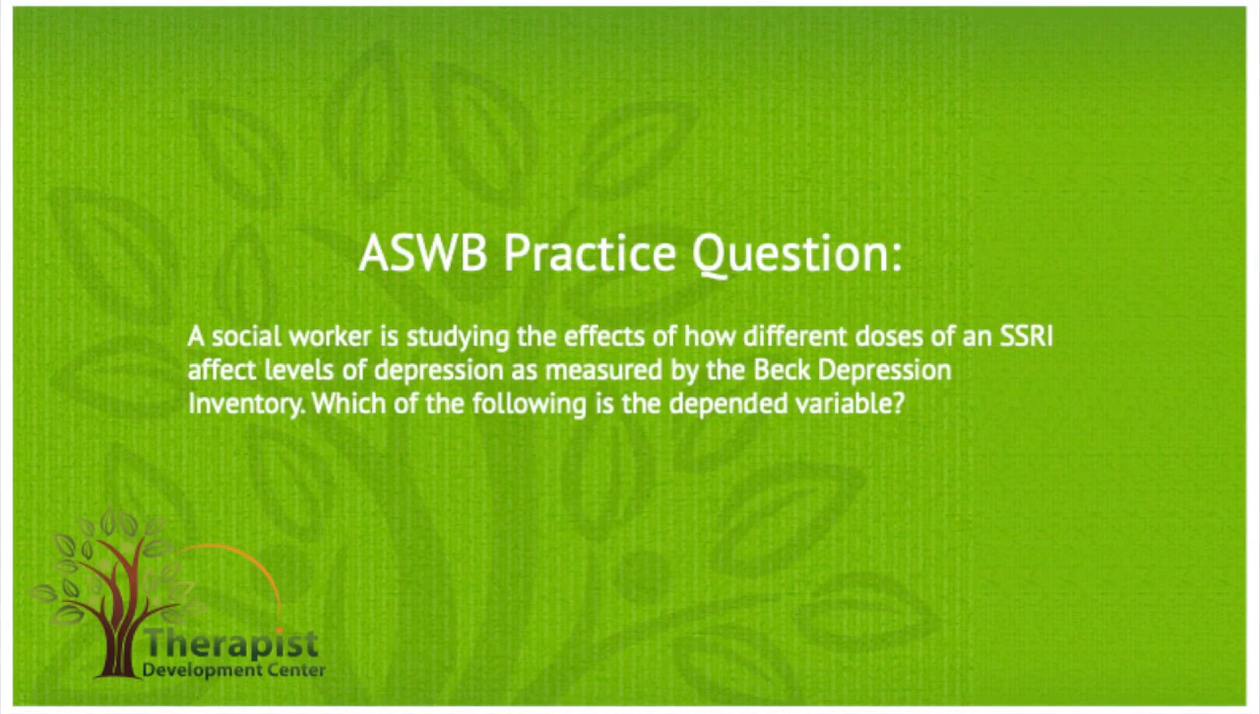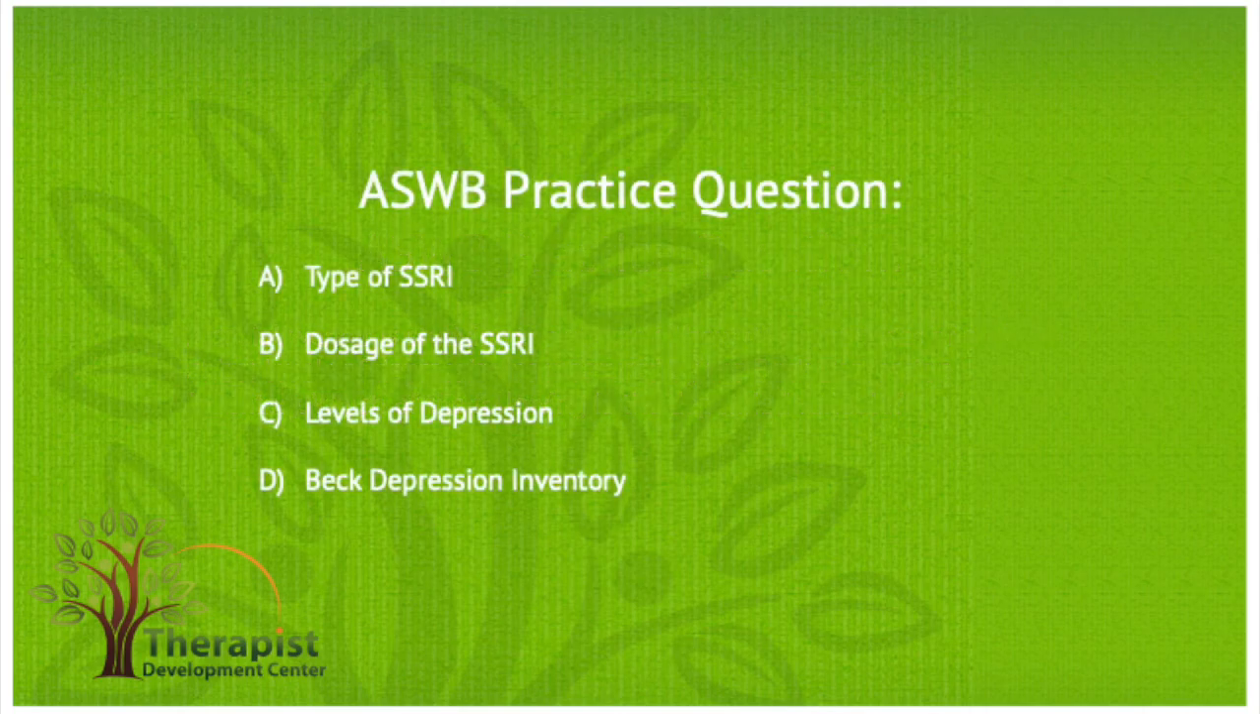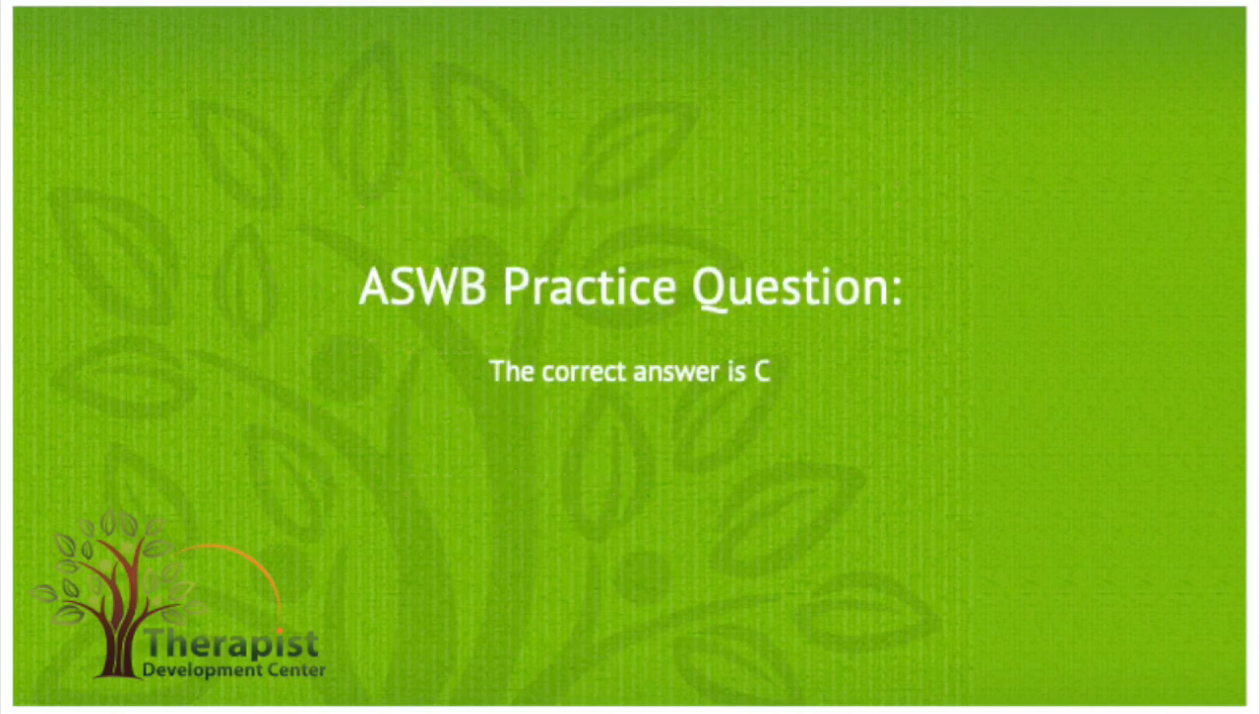ASWB practice question. A social worker is studying the effects of how different doses of an SSRI affect levels of depression as measured by the Beck Depression Inventory. Which of the following is the dependent variable? A, the type of SSRI. B, dosage of SSRI. C, levels of depression. D, Beck Depression Inventory. So take a moment. Consider your answer. The correct answer is C.